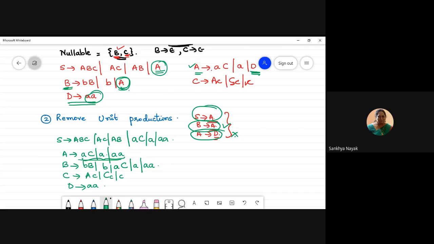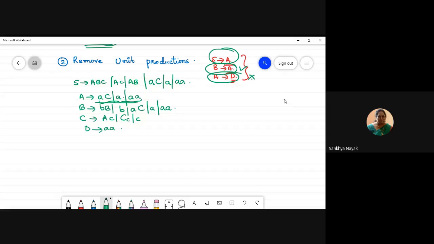Okay. Can you tell me in the chat section if you have any doubts or if you got the same answers? Tell me if you got the same answer in the chat section. Okay. A few of them said they got the same answers. Now do the third step, that is remove mixed productions.